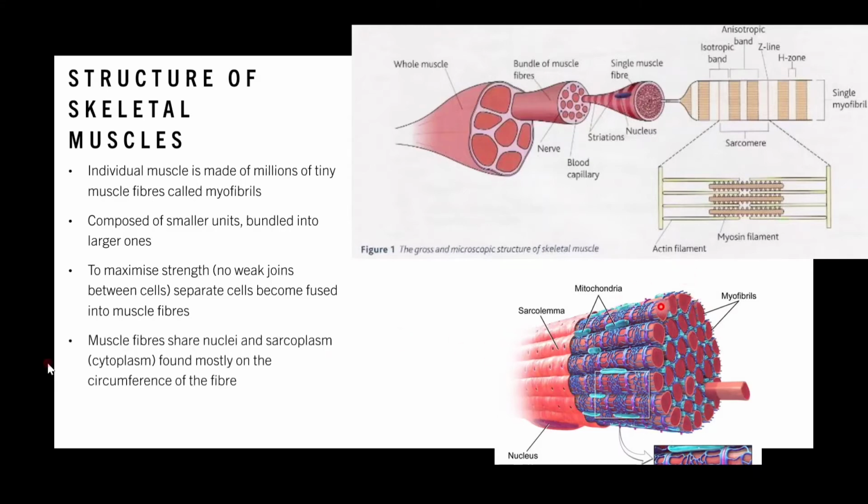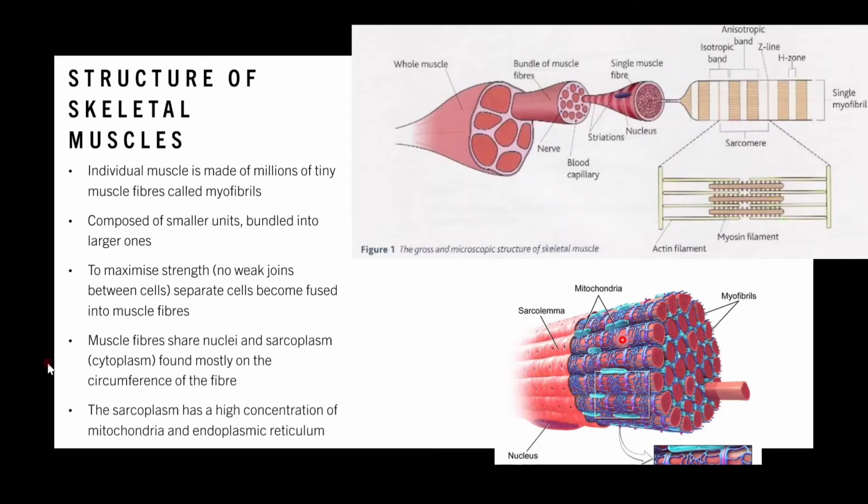These muscle fibers share nuclei and sarcoplasm. Sarcoplasm is just the muscle cytoplasm. It just has a nice special name, like we'll see later on in the video. So these muscle fibers share nuclei and this sarcoplasm, which is mostly found around the circumference of the fiber. They share this so that they can fuse together, sharing nuclei and sarcoplasm to increase the strength of the joints.